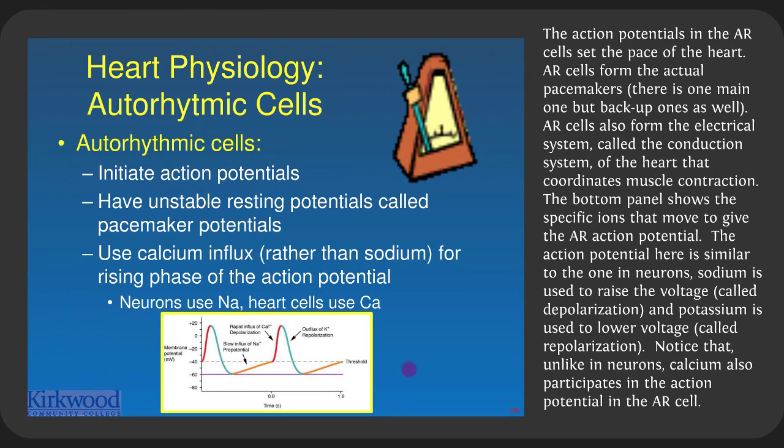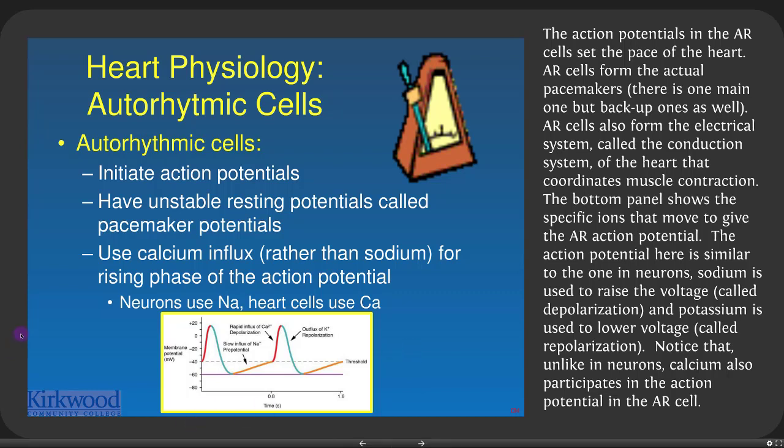Action potentials in the AR cells set the pace of the heart. So AR cells form the actual pacemakers. There's one main AR pacemaker, but backup ones exist as well. So if that one doesn't work, other pacemakers take over, and they're usually slower than the SA node. AR cells also form the electrical system called the conduction system of the heart that coordinates muscle contraction.